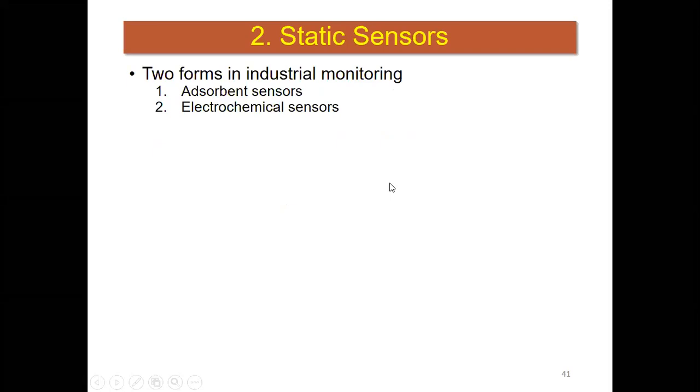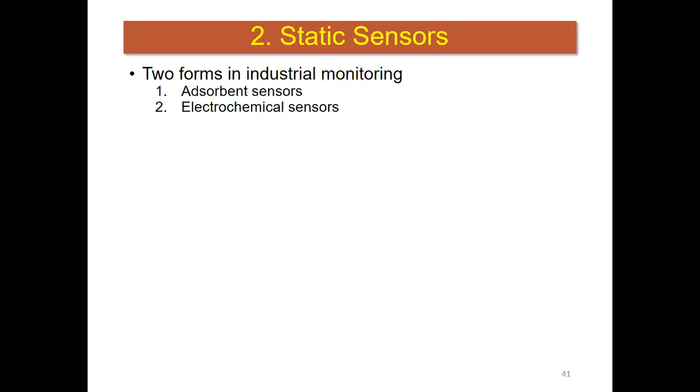Okay. The next one is static sensors. We discussed the gas sampling vessels, and the second one is static sensors. When it comes to static sensors, there are two forms. Normally in the industry, there are two types of static sensors. The first one is the Adsorbent Sensor and the second one is the Electrochemical Sensor.